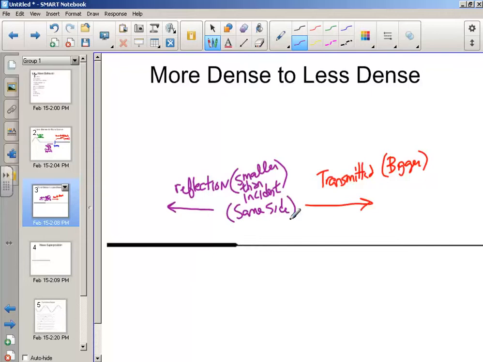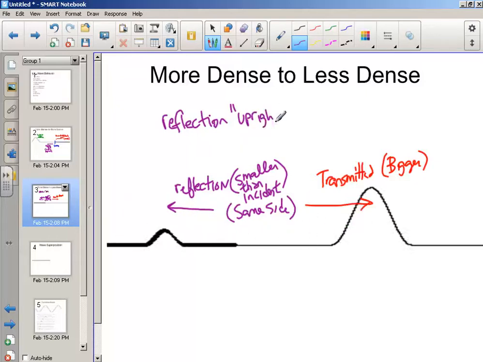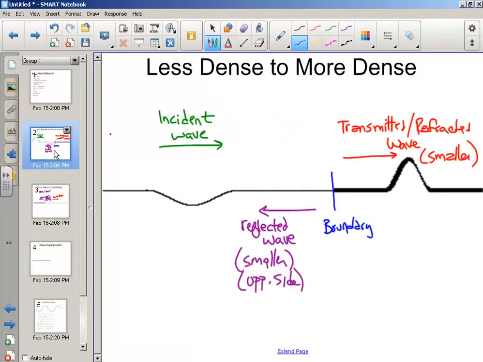So that's a common question: compare and contrast waves that meet a less dense medium or a more dense medium. They're the same in the fact that their reflections are smaller. They are different in the fact that their reflections are upright in this case. We call this upright. It goes back on the same side, as opposed to here, where the reflection is inverted.